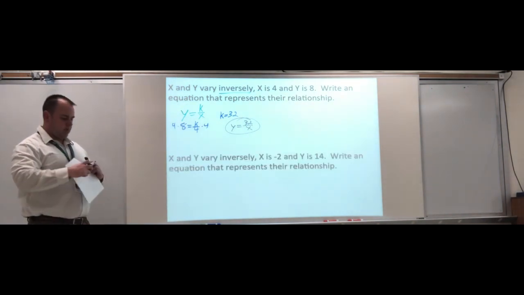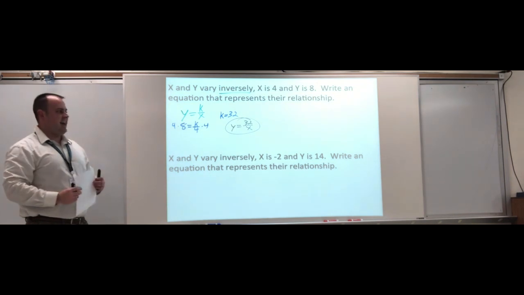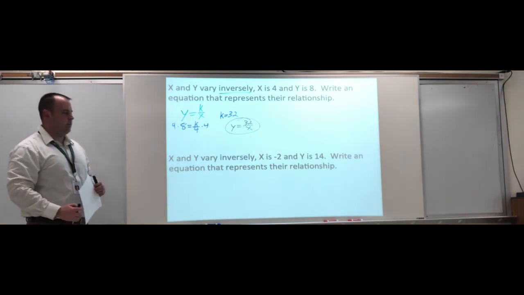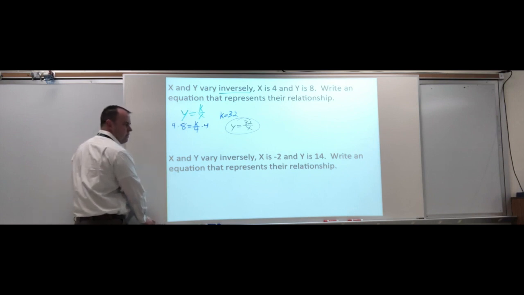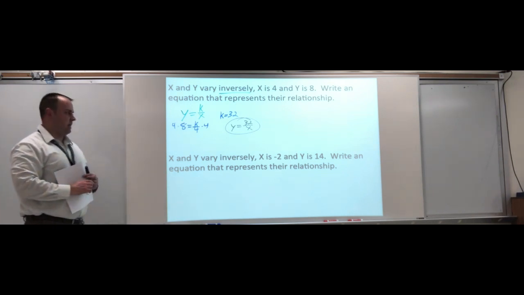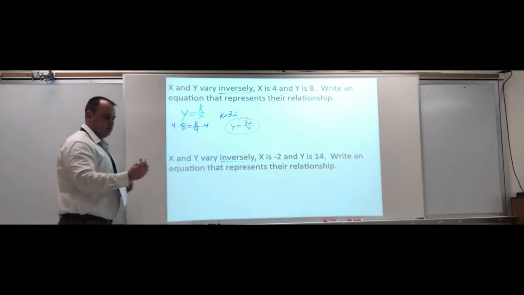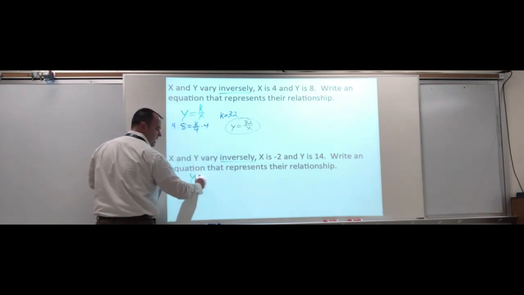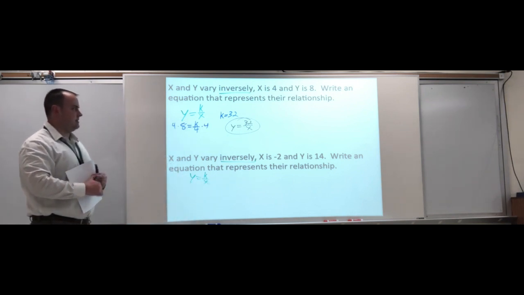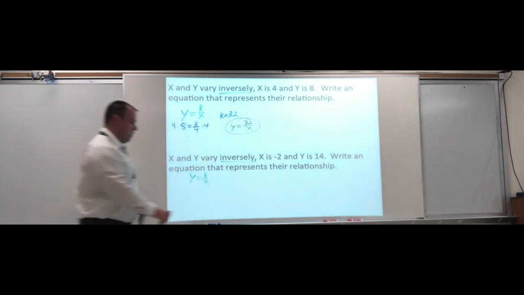Okay, another example, x and y vary inversely. X is -2 and y is 14. And it's asking the same question. Write an equation that represents the relationship. So again, inversely. As soon as you see inversely, y equals k divided by x. And the same process. We know our x, we know our y.